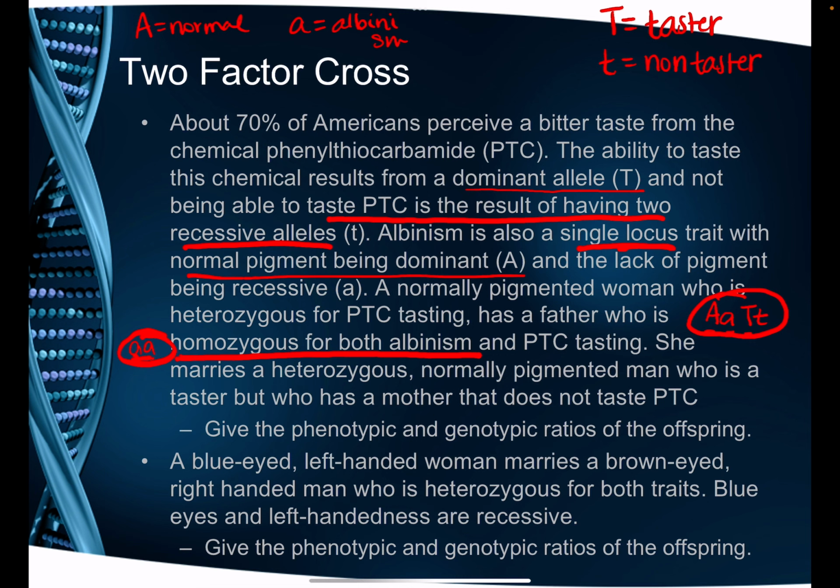Let's circle that. She marries a heterozygous, normally pigmented man. So he's going to be big A, little a, who is a taster. So we know he has to have one big T for tasting, but he has a mother who does not taste. If his mother is a non-taster, she's little t, so she had to donate that little t to him. He must have gotten the big T for tasting from his dad. Okay? So this is his genotype. Basically our boy and our girl are both big A, little a, big T, little t. And so we need to do a two-factor cross for this.